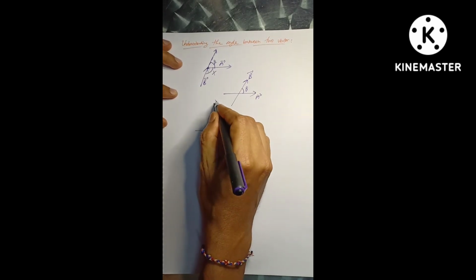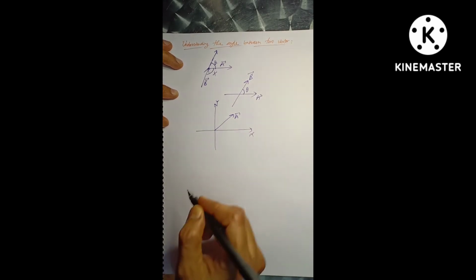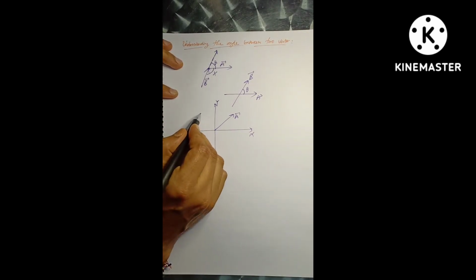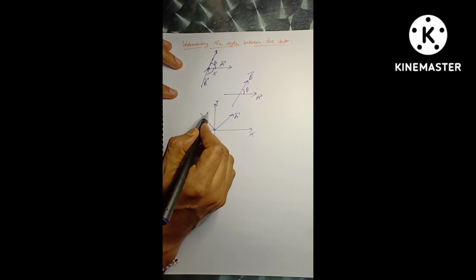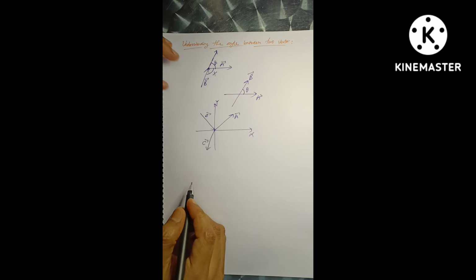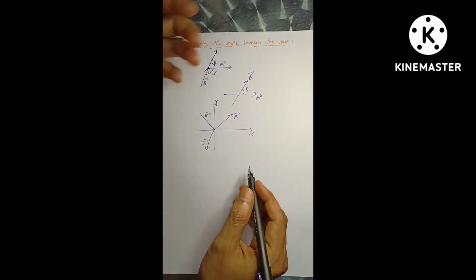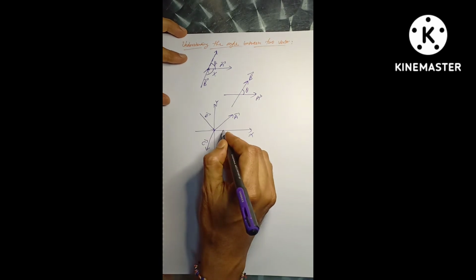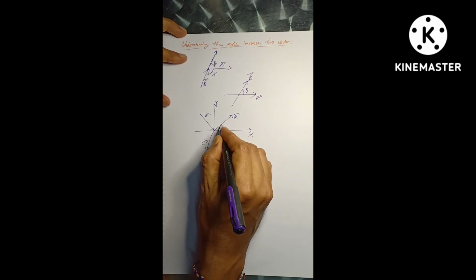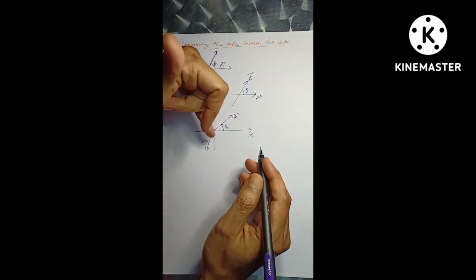Moreover, suppose x and y axes, and two vectors: A vector acting along this direction, B vector acting along this direction, and C vector acting along this direction. So what will be the angle each makes with the x-axis? In this case, A makes an angle theta 1 along the x direction. A makes an angle theta 1.